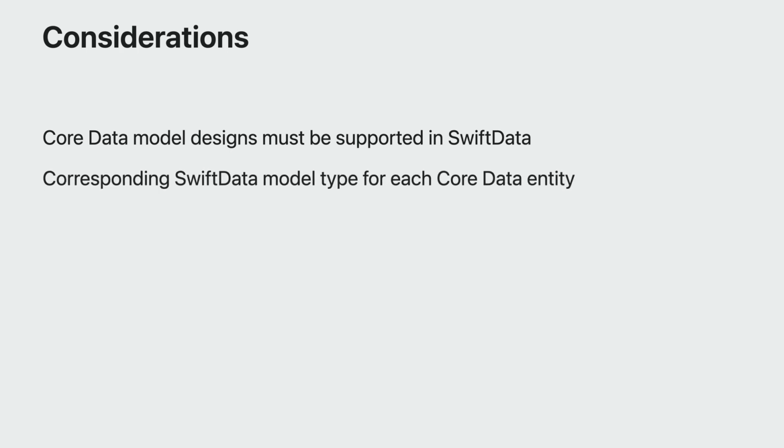This means that for each entity that was defined in Core Data, there needs to be a corresponding model type with exact matches for entity name and properties in SwiftData. Make sure you thoroughly test your models to verify that all features are supported in SwiftData. Let me cover some highlights of the complete SwiftData adoption process from a Core Data app in more detail.